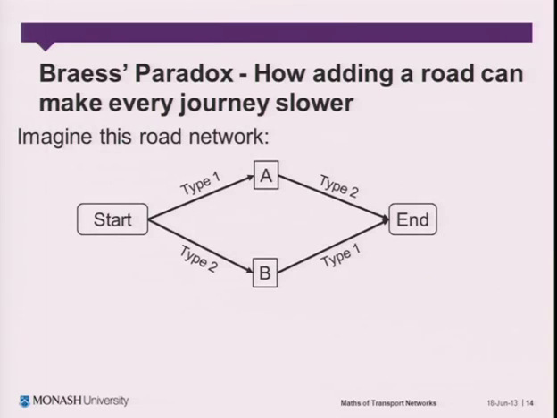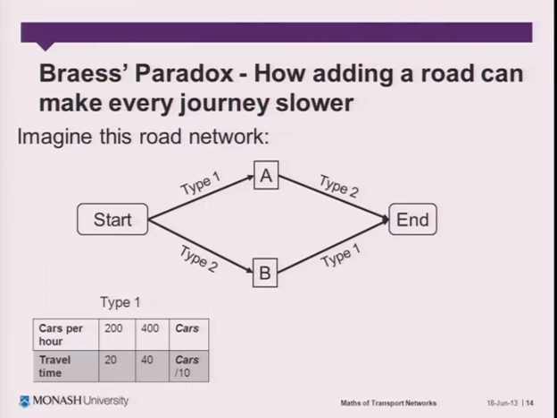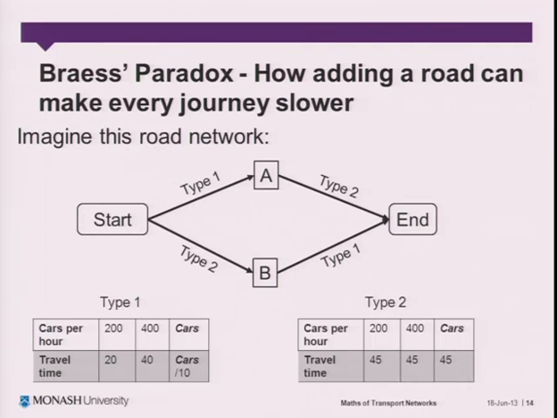So here we've got a very simple road network. We've got a start and an end, and we're going to look at the traffic flow from the start to the end. Two routes from start to end. We can go via A or via B. And each of those routes has two legs, two bits of road. The type 1 road, from start to A and from B to end, is one of these type 1 roads where the time is going to increase with the number of cars per minute. For simplicity, we'll just say that the travel time is the number of cars per minute divided by 10. So if there are 400 cars per minute, then the travel time is 40. The type 2 road is one of those constant ones where it doesn't matter how many cars there are, it's going to take the same amount of time, 45 units of time.